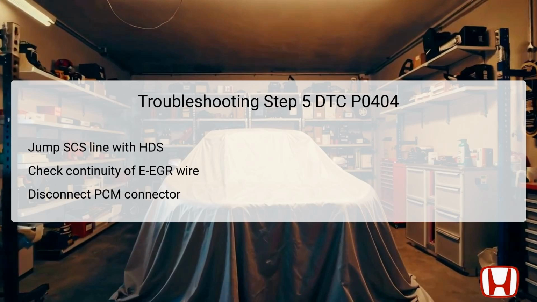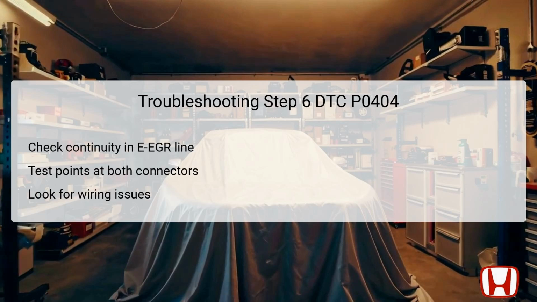Establishing continuity is essential as it validates that the EEGR wire is intact and not shorted. If continuity exists, the EEGR wire is in good condition and testing can proceed to the next step. If continuity is absent, this indicates a short within the EEGR wire, necessitating immediate repair. In the sixth troubleshooting step, confirm the continuity of the EEGR line.